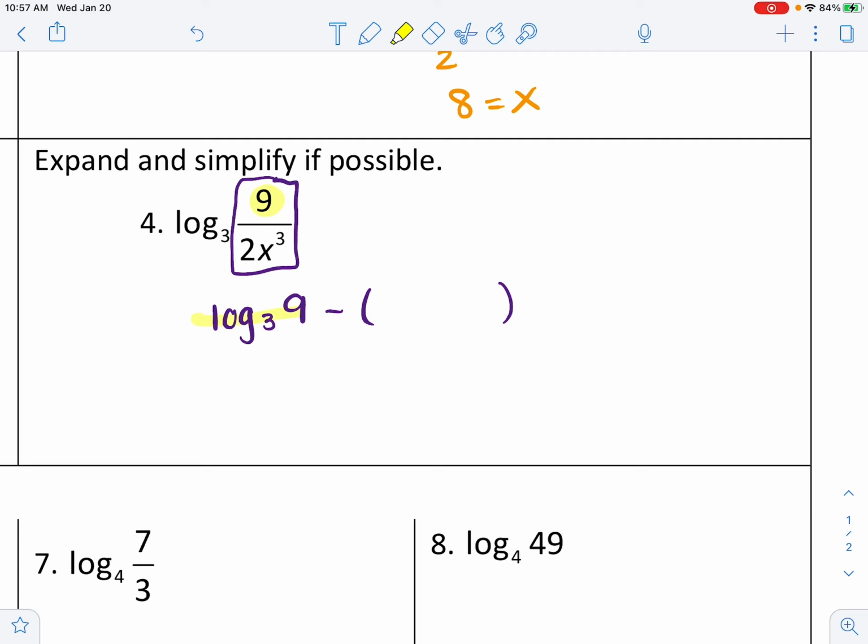So maybe I'll highlight this here so we can tell what comes from what. And then the denominator, I'm going to write in here. So log base 3 of 2x cubed.